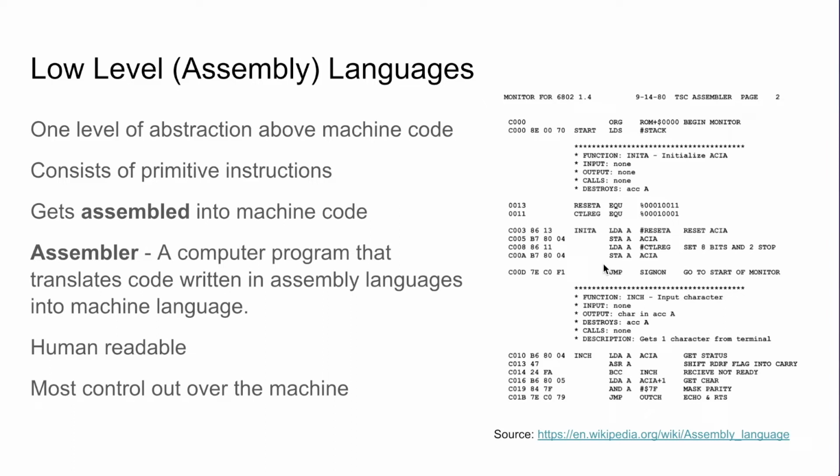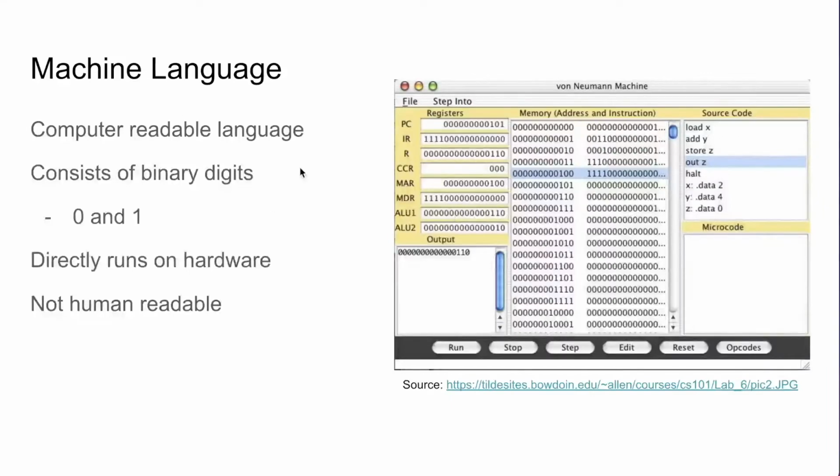They're primitive instructions, meaning that they do primitive things such as move data from memory into a register, or add two numbers, or multiply two numbers, etc. Each instruction in assembly language is going to do one thing and do one thing very well. And assembly languages are going to get assembled into machine code. And to do that, they will use an assembler, and the assembler is a computer program that is going to translate the code written in assembly language into a machine language. It's going to turn this assembly level language into this machine level language.